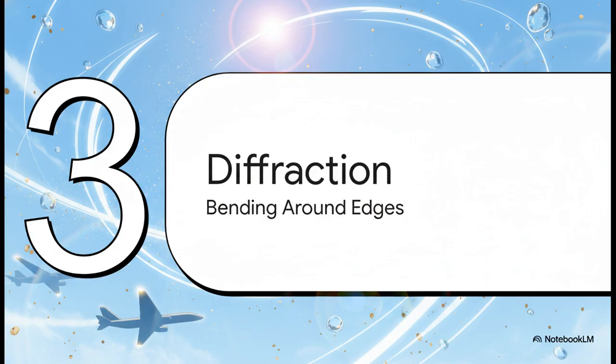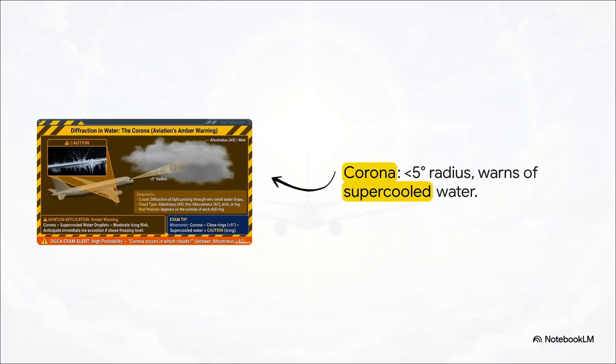Section 3. Diffraction, coronas, rings, and irisation. Bending around edges. Diffraction happens when light bends around the edges of small particles, like water drops. And this presents entirely different operational realities for us. Take the corona, for instance. This is an amber warning. The concept here is the diffraction of light passing through very small water drops in altostratus clouds or mist. The radius is extremely tight, less than 5 degrees.